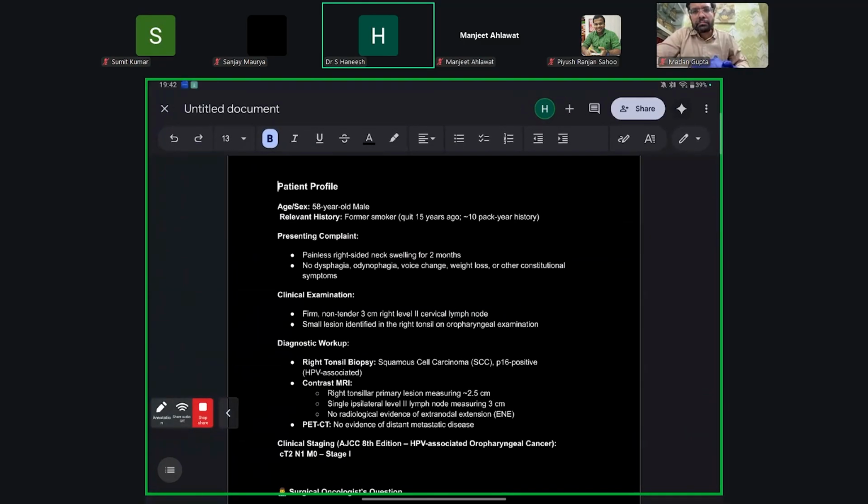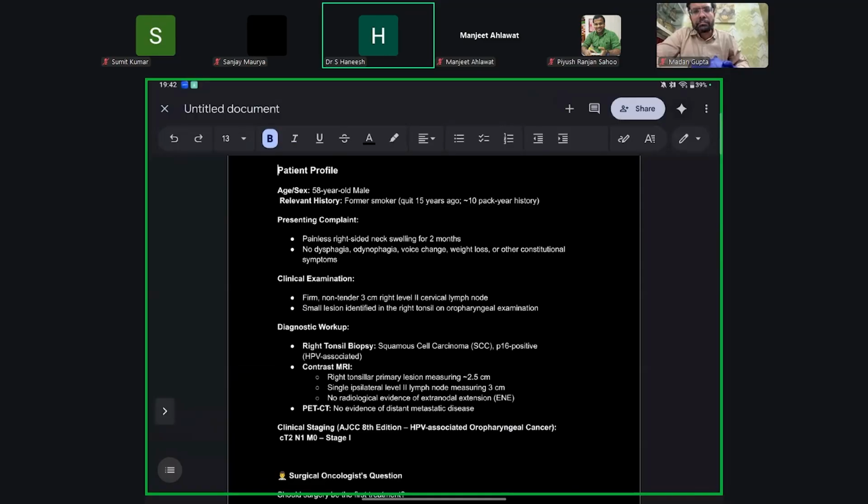So we got a case from a renowned hospital: a 58-year-old male, a former smoker. He quit 15 years ago, but he has a smoking history of 10 pack-years. His chief complaint is painless right-sided neck swelling for 2 months, with no dysphagia, odynophagia, voice change, weight loss, or other constitutional symptoms. What did the clinical examination confirm?